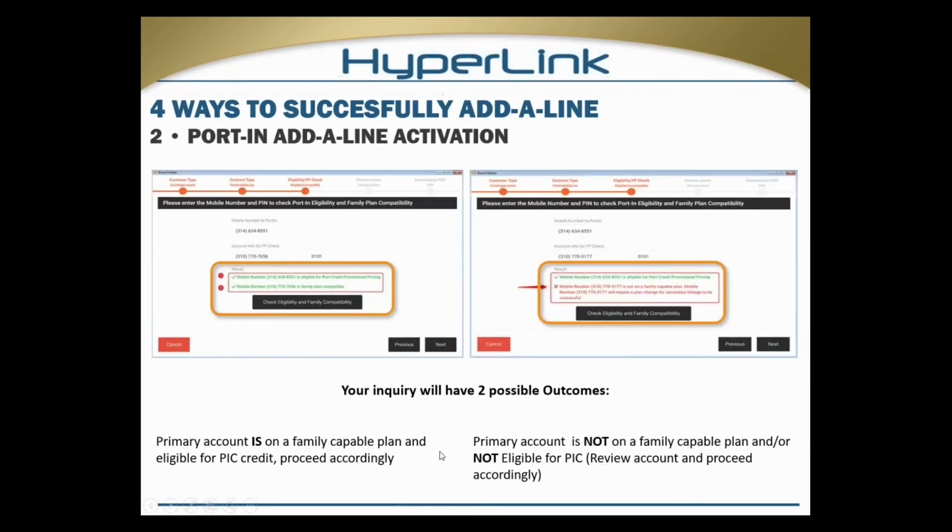On the next screen, you'll have two possible outcomes. The primary account is on a family capable plan, and your new line is eligible for the port in credit. If the primary account is not on a capable family plan, then you will, of course, change the plan. You can call care or you can do it yourself, and you want to make sure that that new line is eligible for the port in credit. If the line is not eligible for port in credit and the customer still wants to port in, they can do so. They just will have to pay full retail for the device.